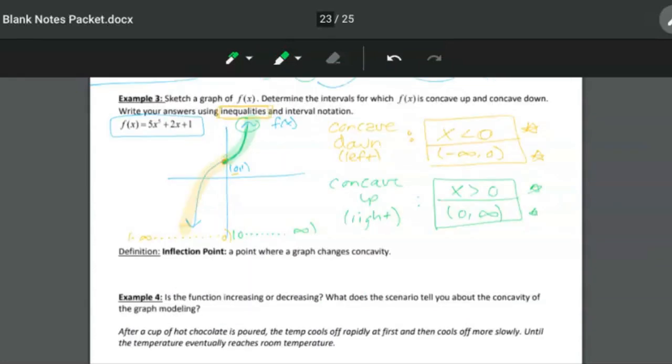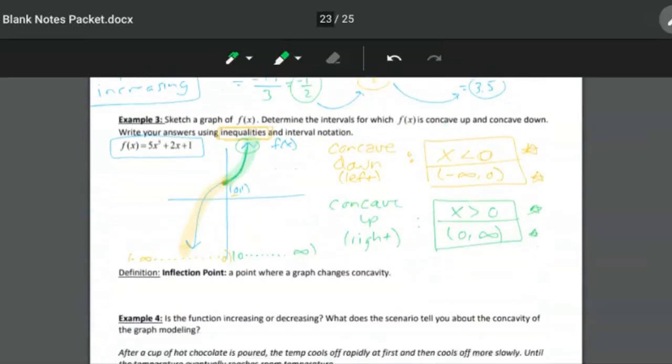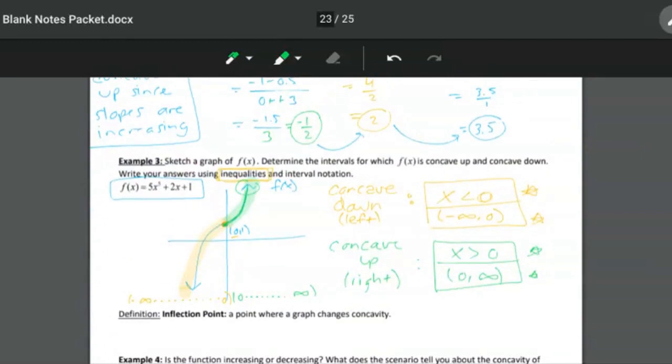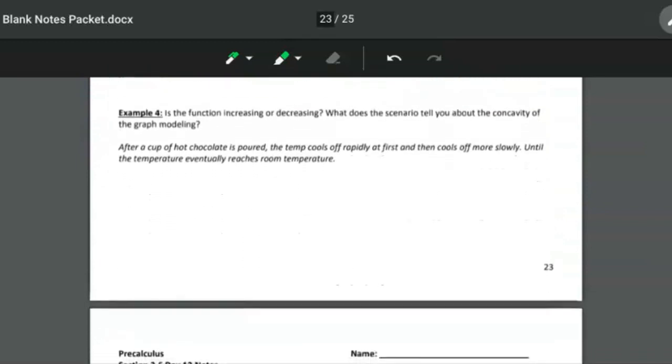A point where a graph changes concavity, that's what we were talking about. We briefly mentioned this before. Inflection points are where it changes from concave up to down. So it looks like, in this graph up here that we were just talking about, we could have labeled that point in the middle, (0, 1), as an inflection point. That's just a good vocabulary word to know. If you take calculus next year, they're going to talk about inflection points a lot. So just good to have on your radar.